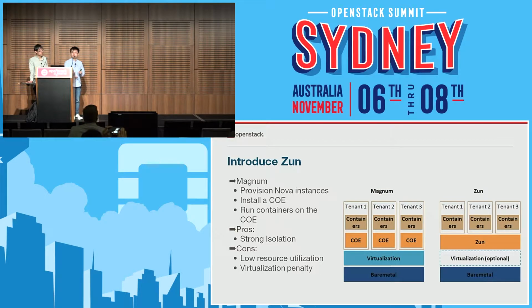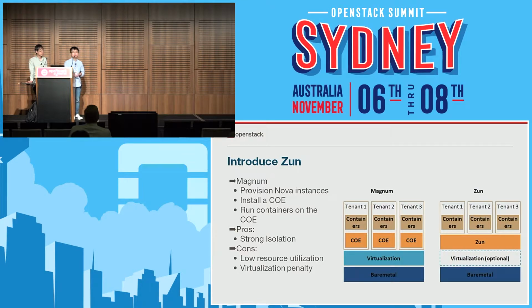And as a result, in Magnum, what you can get is strong isolation for the containers, because each container belongs to its own COE. However, it might lead to a problem: low resource utilization. That is because a COE is heavy and takes a lot of resources. It takes a set of virtual machines for running the control plane servers of the COE. It takes a few floating IPs, it takes a few Cinder volumes.